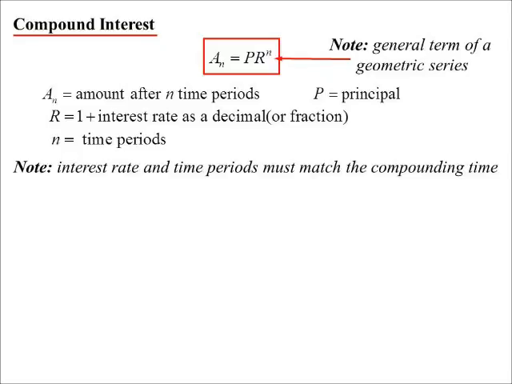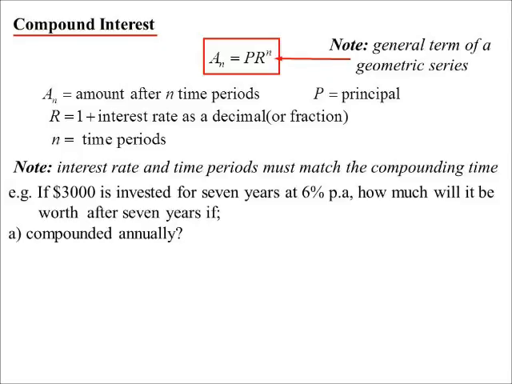Now, amount n, so it doesn't just work out the interest, it works out the total amount. P is our principal, but R is not just the interest rate, it's how it's growing. So it's 1 plus the interest rate. And n's the number of times. The important thing, though, when you're using this formula, is that your interest rate and your time periods are measured in the same amount. So per year, per month, whatever it happens to be.